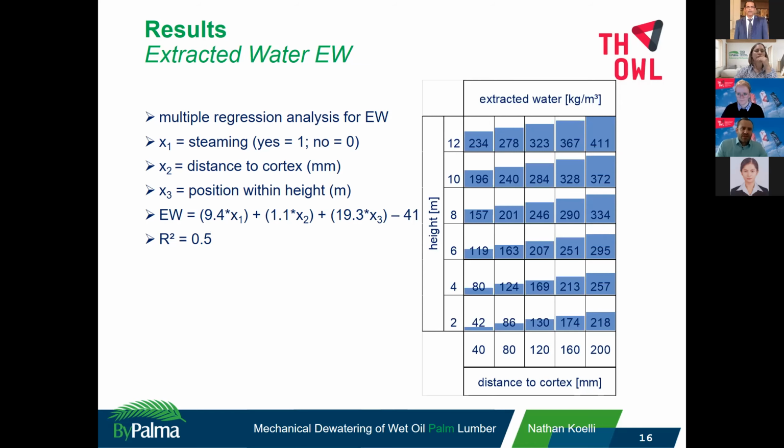In this slide, we see the extracted water, also from the multiple regression analysis with the same three independent variables, x1 to x3. And again, we have an R² of 0.5. The table shows the values with the given equation for the extracted water in kilogram per cubic meter. As with the dewatering rate, the amount of extracted water rises from the periphery to the middle of the trunk and from the bottom to the top. And here we have a range of the extracted water from 42 up to 411 kilogram per cubic meter.